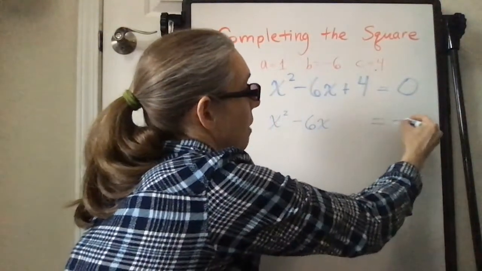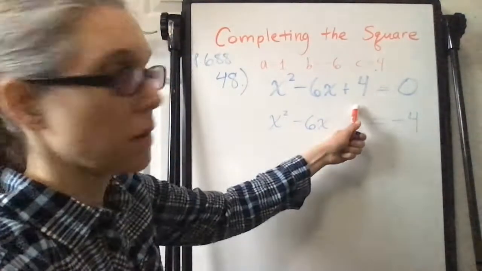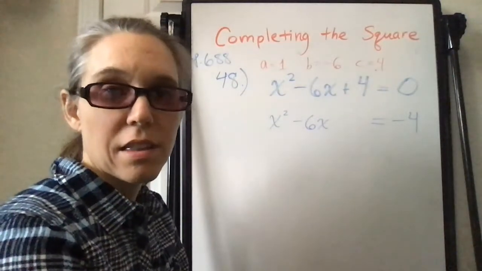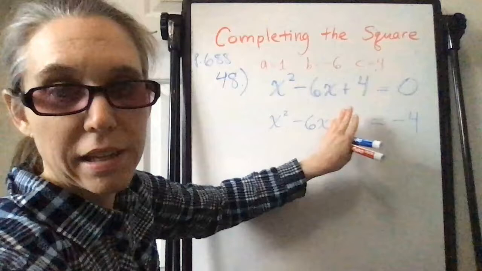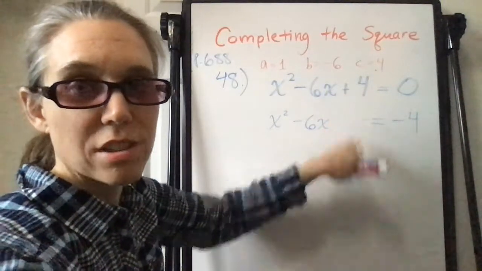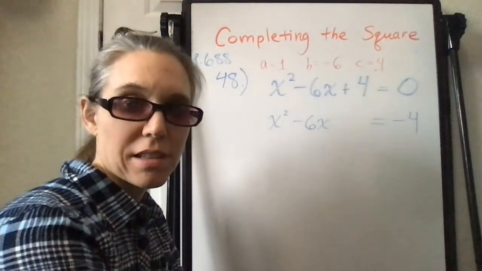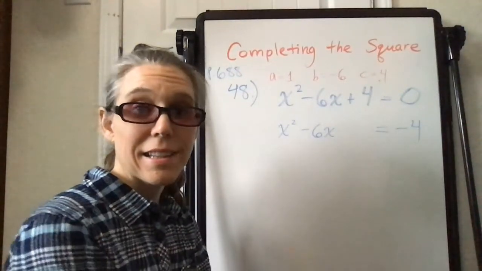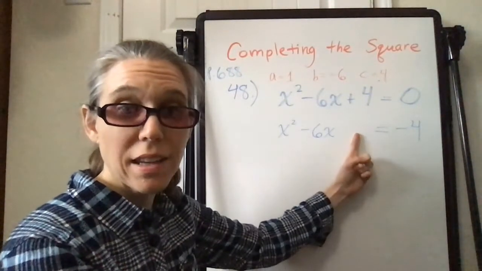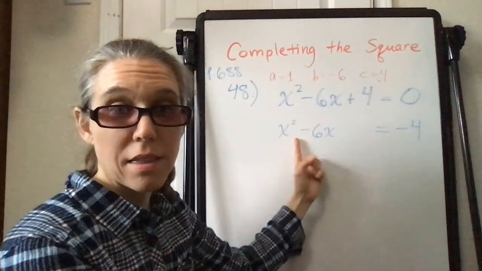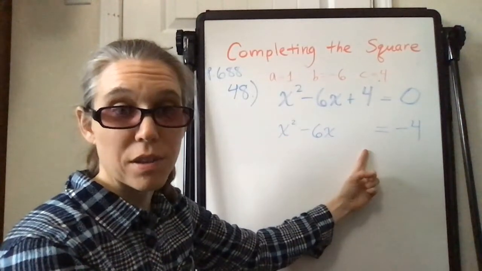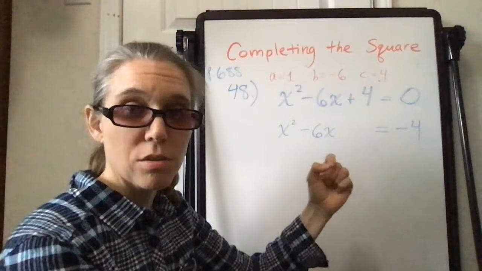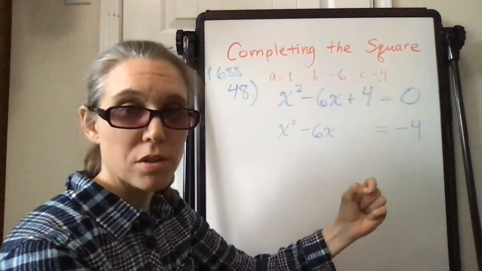And when you do that, of course, the positive 4 then becomes a negative 4. And the other thing that happens is we want to leave a blank space here because we're actually going to add something to both sides here. So what is it that we need to add right here in order to make this side of the equation a perfect square? And the answer is always the same. Use the formula b over 2 squared.